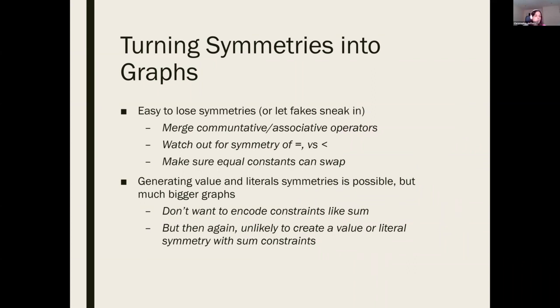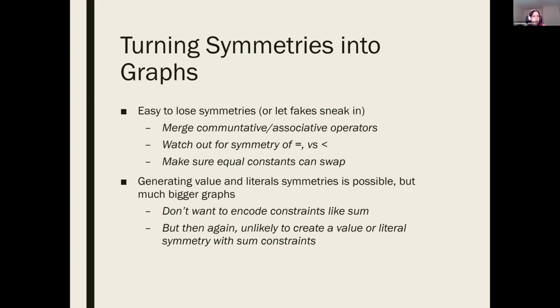As I say, it's easy to lose symmetries or let fake ones sneak in. Look out for commutative associative operators. Make sure equal values can swap. You can make this graph where instead of variables, you have literals. So then you'll have all the literals. It becomes harder to encode the constraints. Constraints like sum are relatively difficult to encode on a graph.